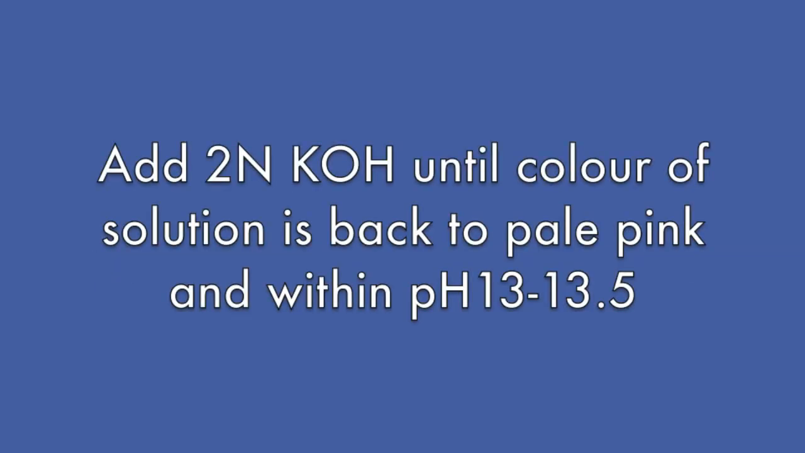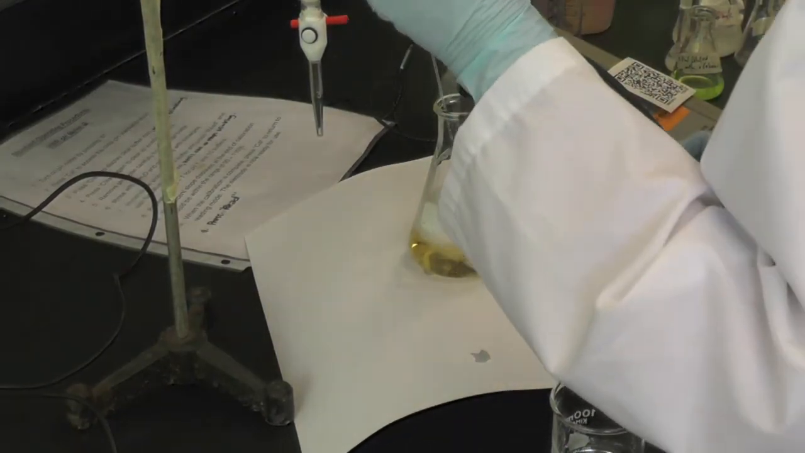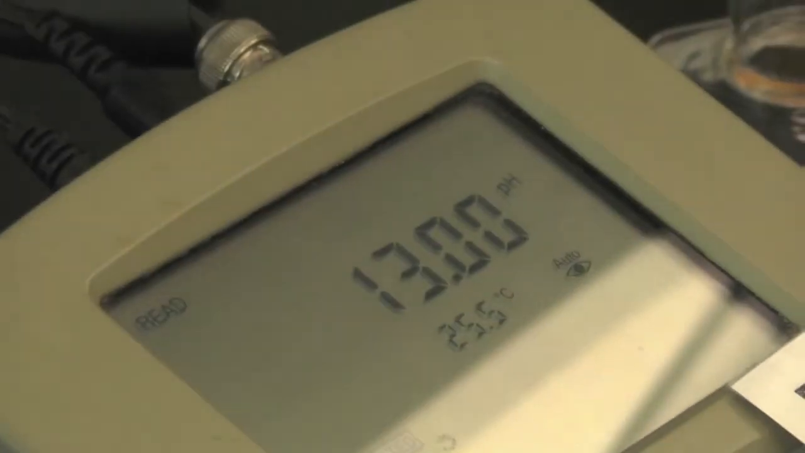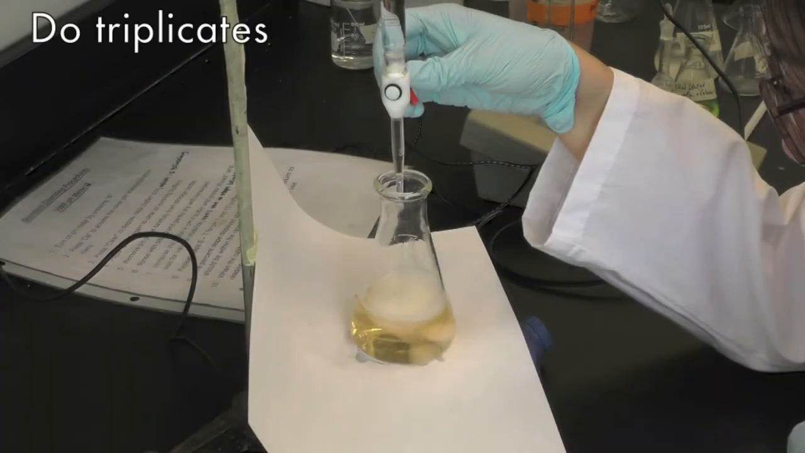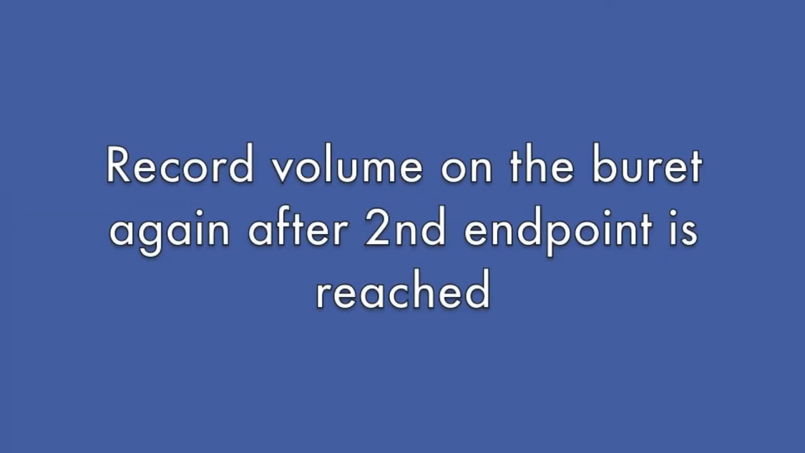Adjust the pH of the solution to 13 to 13.5 with 2 N KOH. The color of the solution should return to pale pink. Continue to titrate with the calcium chloride standard solution until the bright green endpoint is reached. Record the volume.